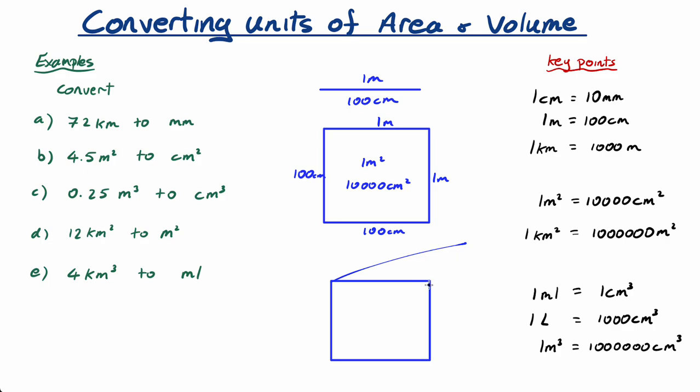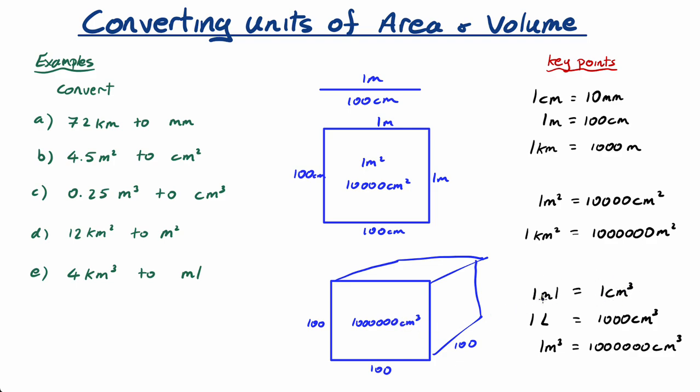And then you get a similar situation with a cube. So imagine, let me just draw this quickly, guys. Imagine this is 1 meter cubed. Well, if it's 1 meter cubed, it's 100 times 100 times 100, which is 1,000,000 centimeters cubed. 1 meter cubed is a big volume. It's actually 1,000,000 centimeters cubed.